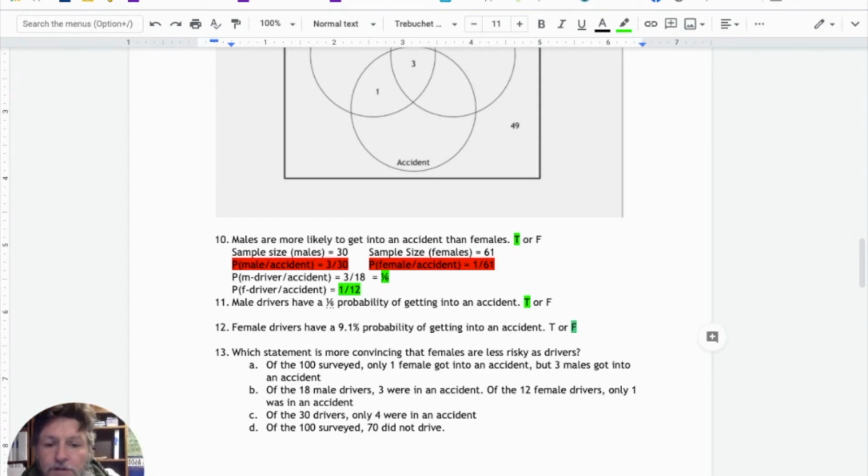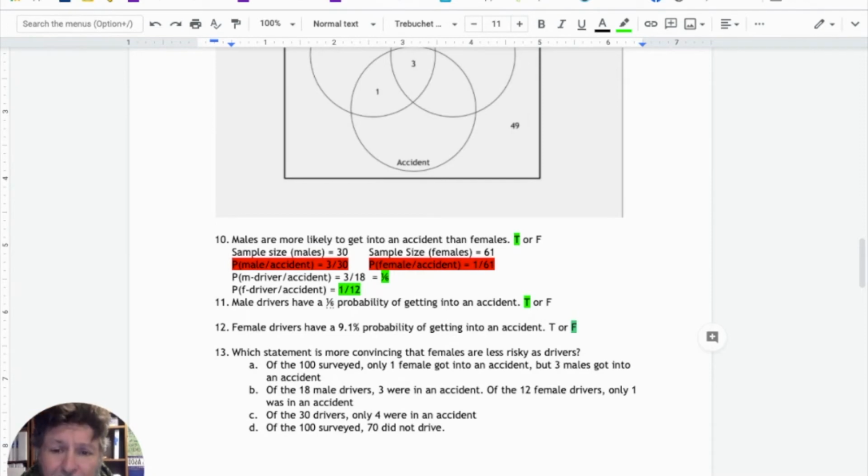Of the 100 surveyed, only one female got into an accident, but 3 males got into an accident. That's pretty convincing, okay? Of the 18 male drivers, 3 got into an accident. And of the 12 female drivers, only 1 was in an accident, okay? And of the 30 drivers, only 4 were in an accident. And of the 100 surveyed, 70 did not drive. C and D obviously are not correct answers.